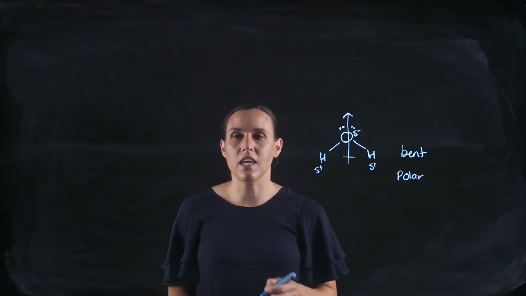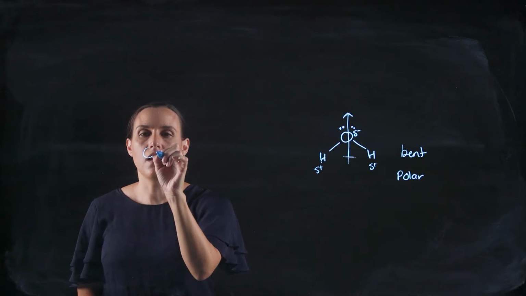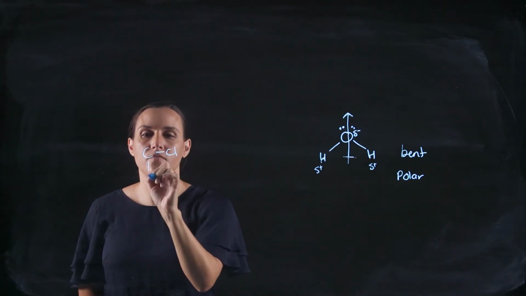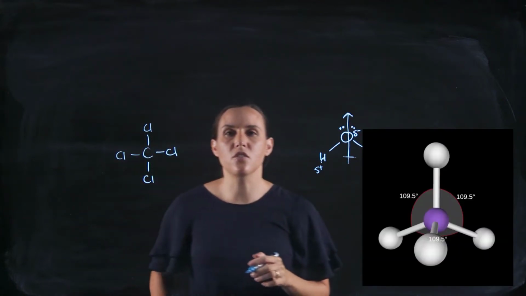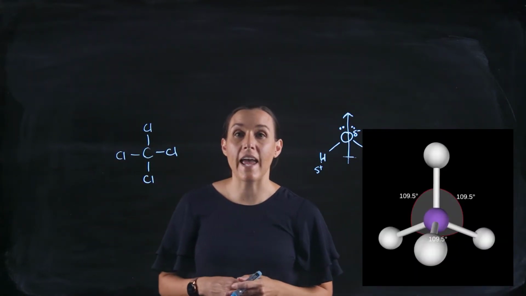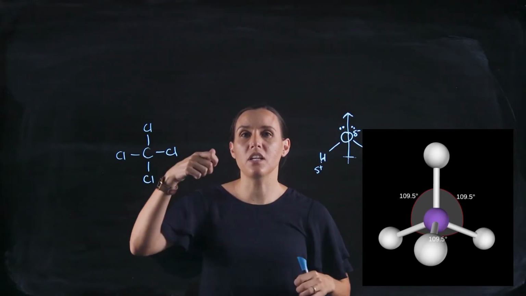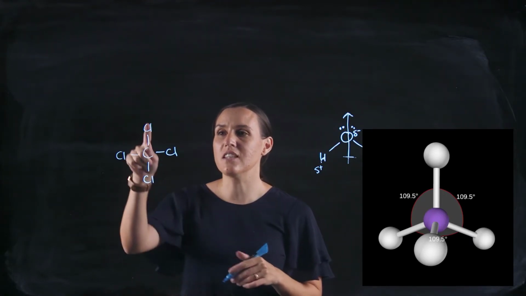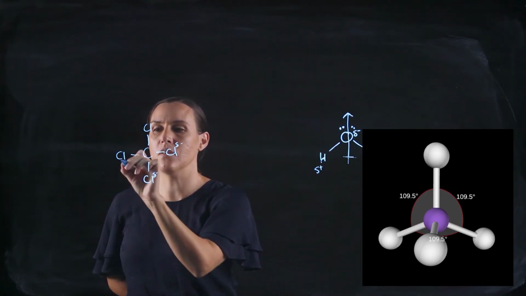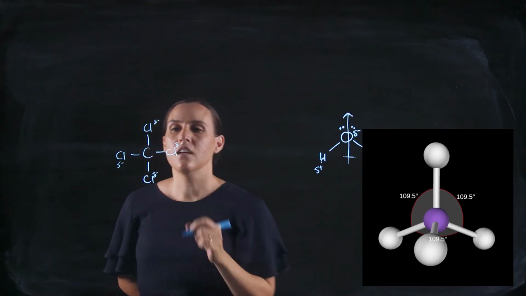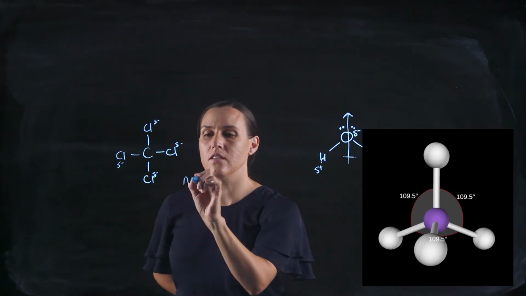Now, if we have something that cancels out, like CCl4, this would be a tetrahedral shape. So each of those chlorines will have an angle of 109.5 degrees, and they will pull each other at exactly the same strength because all these delta negative chlorines would have the same electronegativity. So overall, they would cancel out, and this would be non-polar.